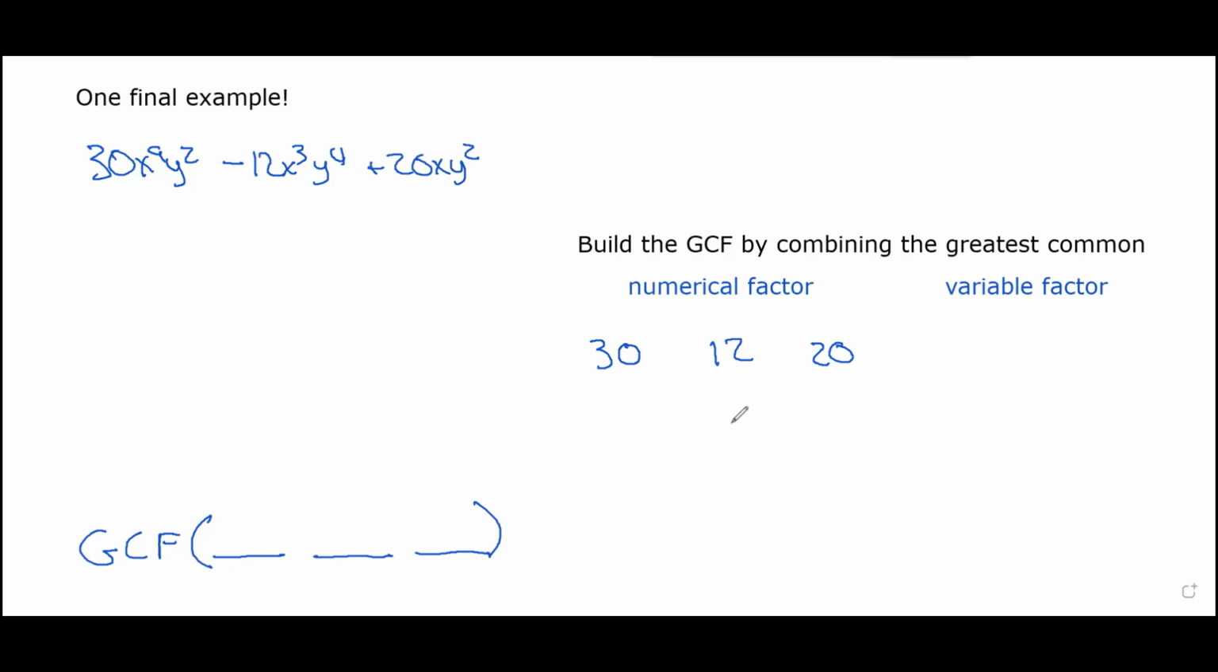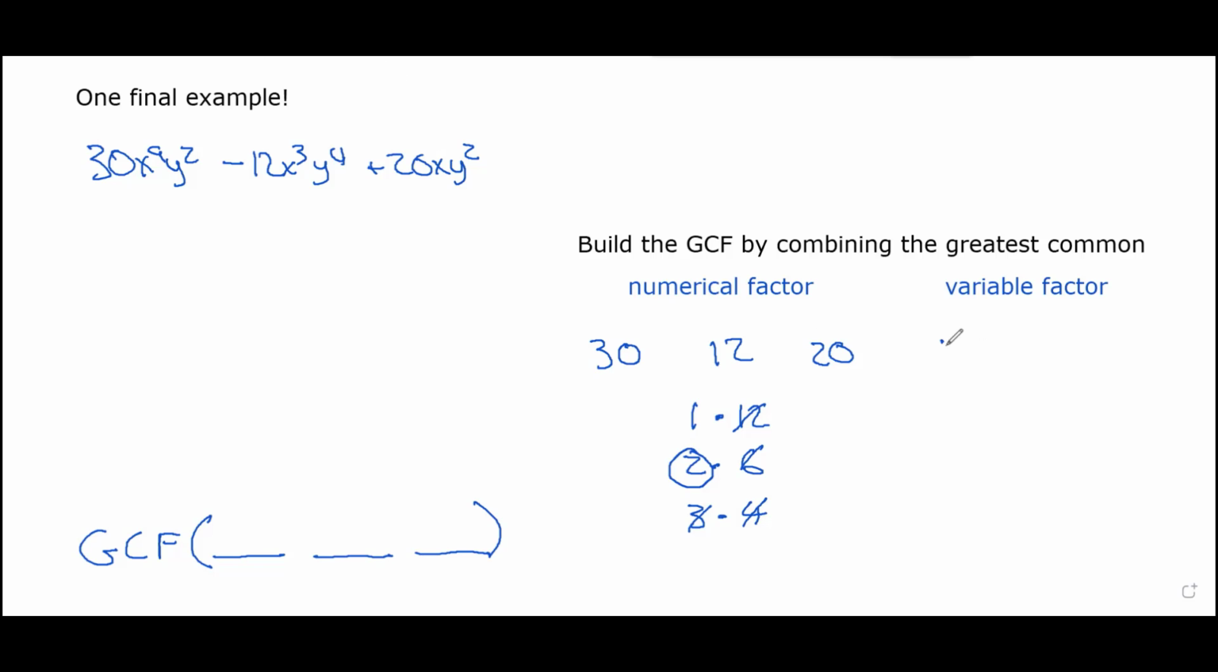I'll factor the smaller of the 3 numbers and try to identify the largest of those factors that divides evenly into the other 2 numbers. Factors of 12 include 1 and 12, 2 and 6, 3 and 4. 12 does not divide evenly into 30. 6 divides evenly into 30 but not 20. 4 divides evenly into 20 but not 30. 3 divides evenly into 30 but not 20. 2 divides evenly into both numbers. So 2 will be our greatest common numerical factor.